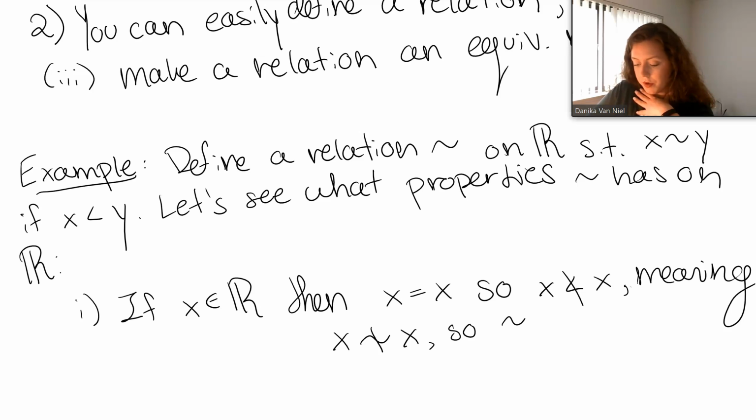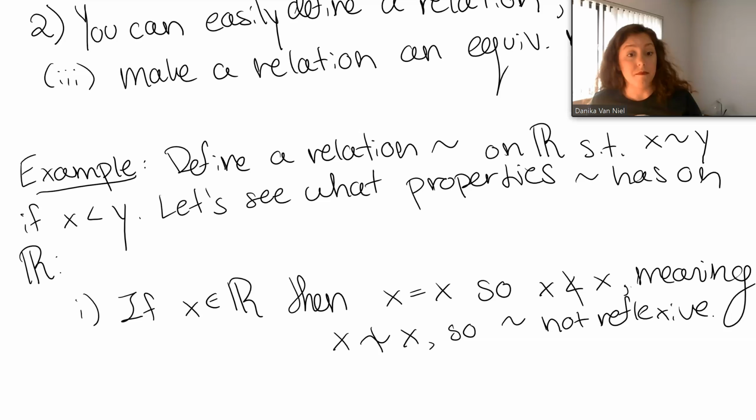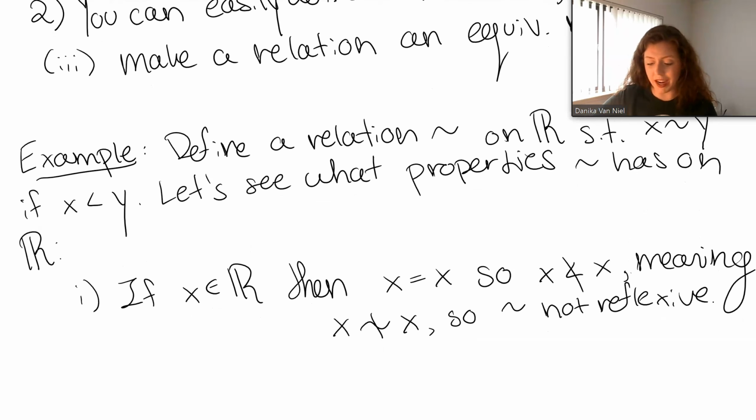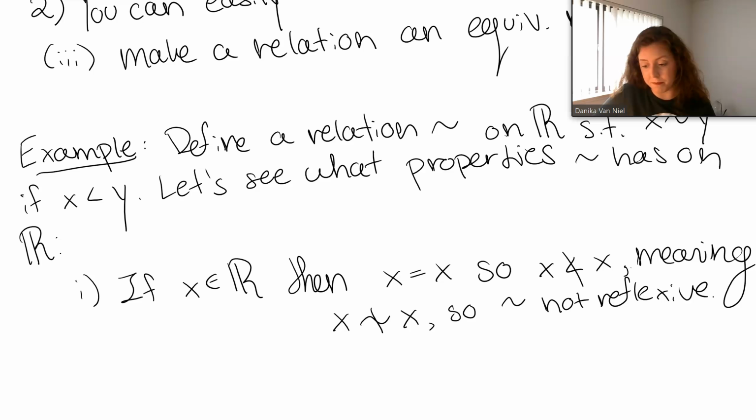So twiddle is not reflexive. Now if we were trying to show that twiddle is not an equivalence relation, this is enough. Check. Because an equivalence relation has to have all three. It has to have 1, 2, and 3. And we already showed it doesn't have 1. So we'd be done. But I want to show you how this process works for all of them. So we're going to keep going. My question was very vague; I just said, let's see what properties twiddle has on the reals.